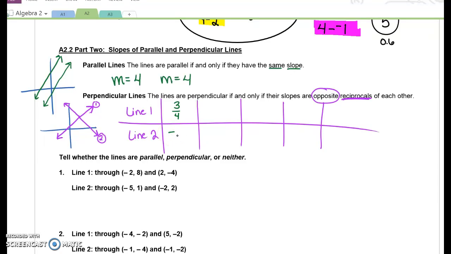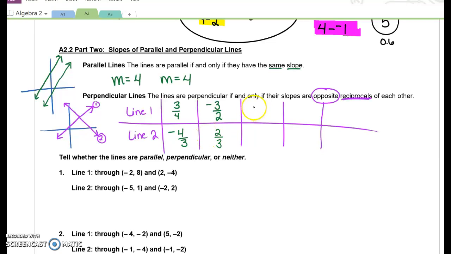Negative 4/3. So notice line 1, positive 3/4. Line 2, negative, opposite. Reciprocal, flip that 3/4 over to make it 4/3. So let's say line 1 had a slope of negative 3/2. What would the perpendicular slope be? I like the 2/3. Would it be positive or negative? Positive.